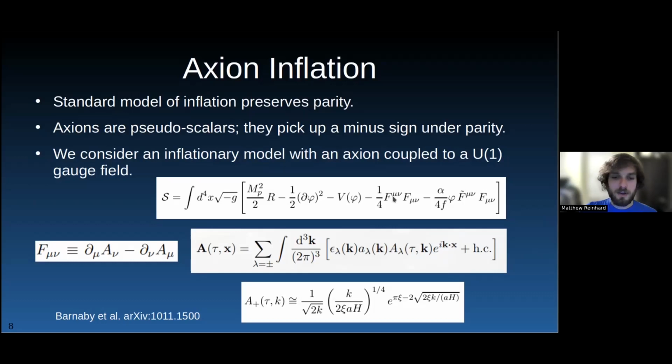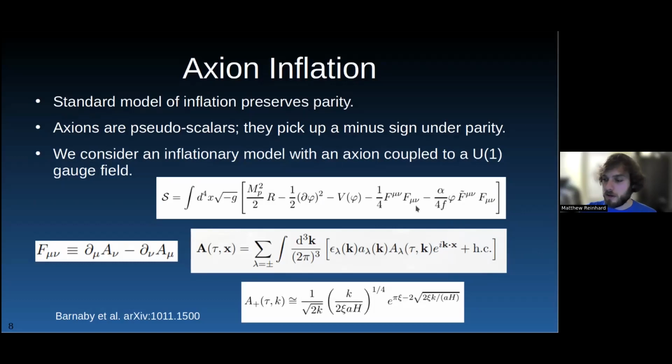F mu nu is the field strength tensor. This is constructed in terms of A mu, which is not necessarily the electromagnetic force potential, but some general gauge field. And I want us to focus on this last term in the action here, which represents an interaction between the axion and the gauge field. And this term actually picks up a minus sign under a parity transformation because the axion is a pseudoscalar. So this parity violating interaction could potentially source any parity violation that we observe in the large scale structure today.